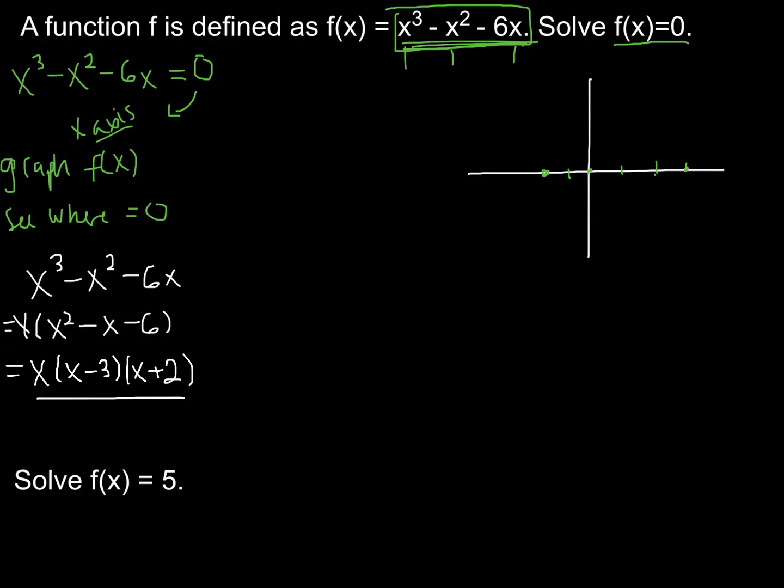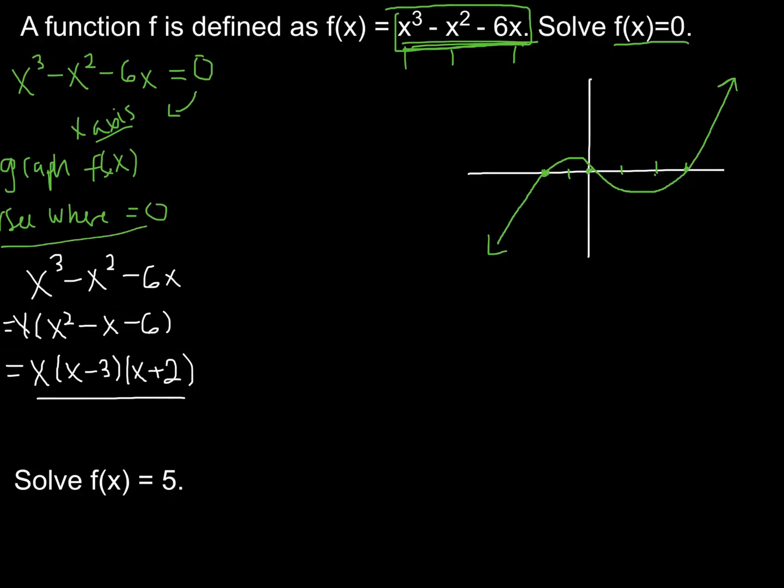What will happen at each root? Will it bounce off the x-axis or will it go through? And since all of these have degree 1, we know that they're going to change sign at each root, and so it's going to go through. So if I were to graph it, it looks something like that.